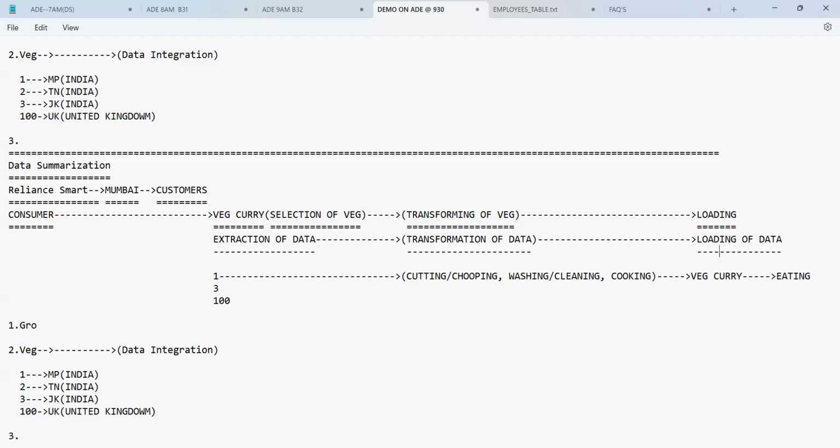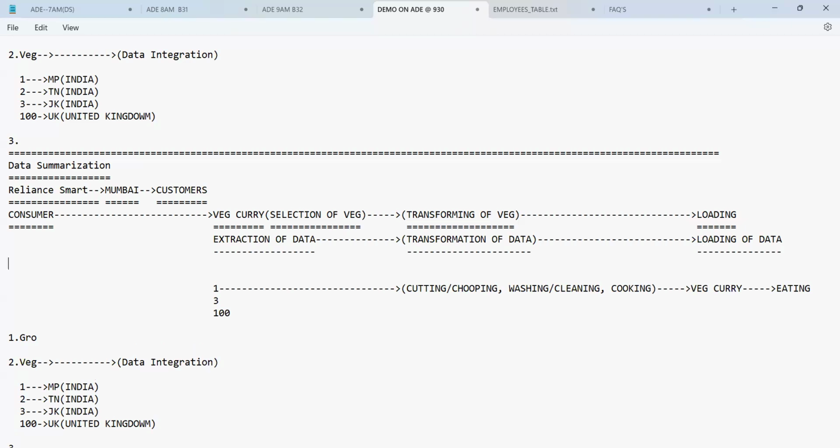It is called the process of what, guys? ETL. So finally we say it as ETL. What is it? ET, then finally you have LL. Okay. ETL stands for extraction, transformation, and loading.